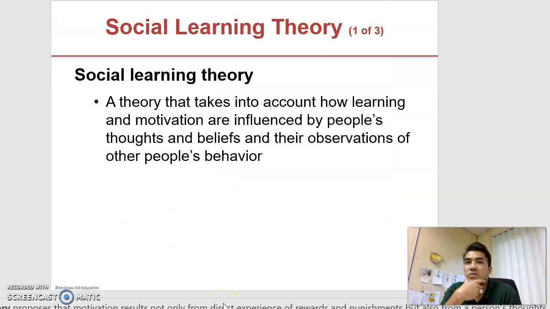The next one, we are going to talk about social learning theory. It is a theory that takes into account how learning and motivation are influenced by people's thoughts and beliefs and their observations of other people's behavior. Sometimes we are motivated by looking at someone else. We look at how this person performs in terms of their behaviors, in terms of their attitudes, and then we try to change and we try to do behavior modification in ourselves based on our own personal observation.